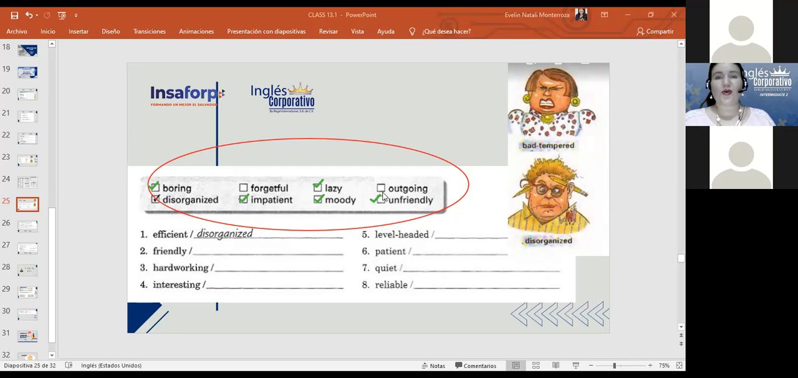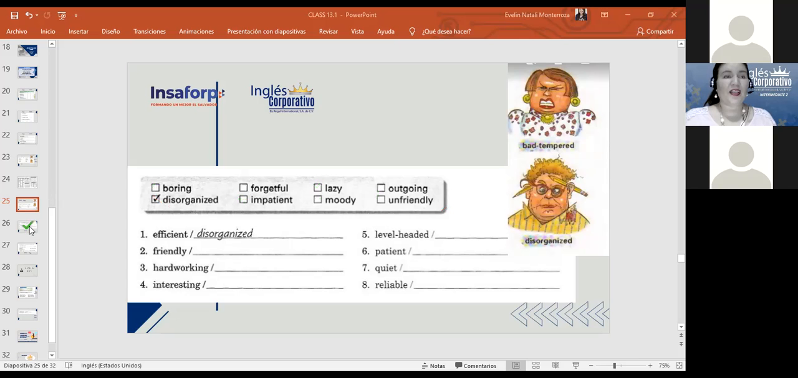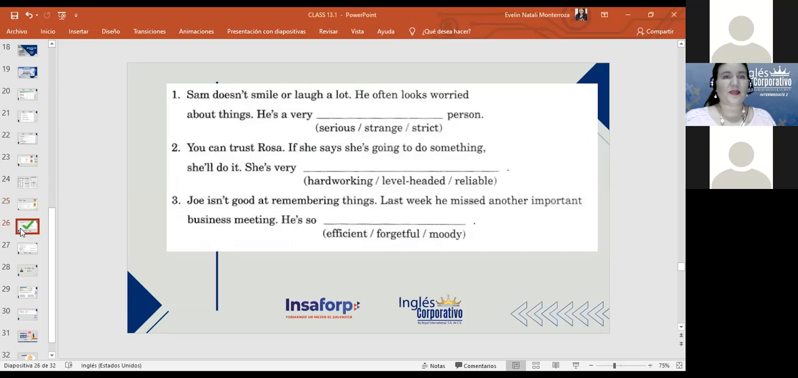Outgoing, right? Outgoing. And reliable? Forgetful. Right? Forgetful. No es de confiar porque todo se le olvida. Right? It's not reliable. Good. Let me see. I am going to go on this one.